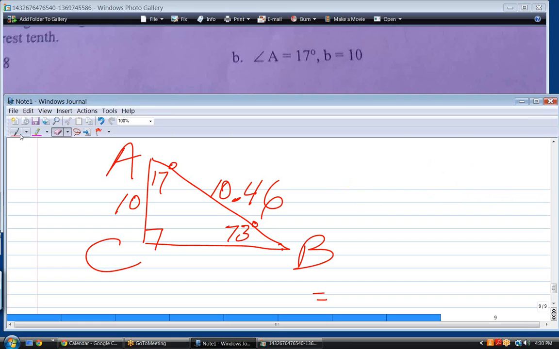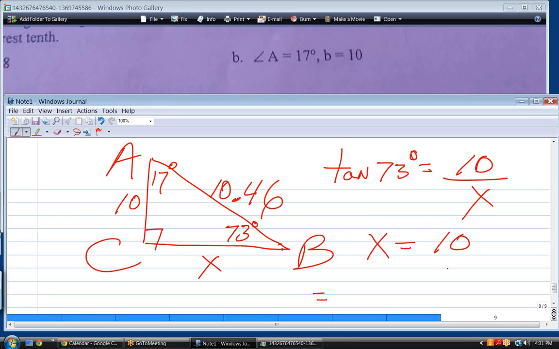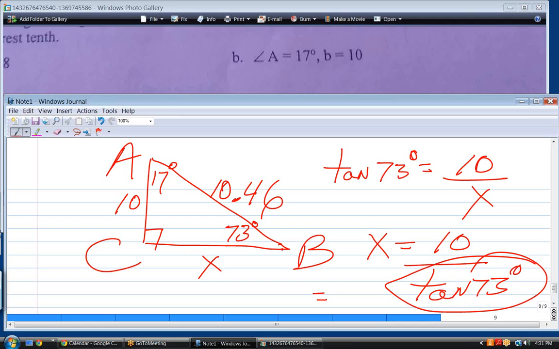Tangent would work. In other words, this is the side we're trying to solve for. So we need a trig function that relates x to either 10 or 10.46. So what trig function? Tangent of what? 73. Equals? 10 over x. All right. Now we can cross multiply and you get x equals 10 over tan of 73. And remember, these things are just numbers. That's just a number. And that will let you solve for that third side.